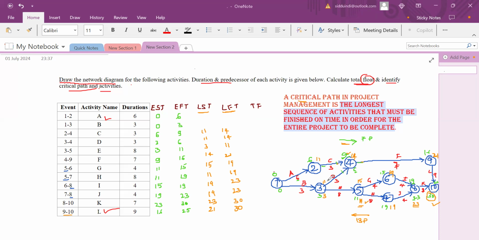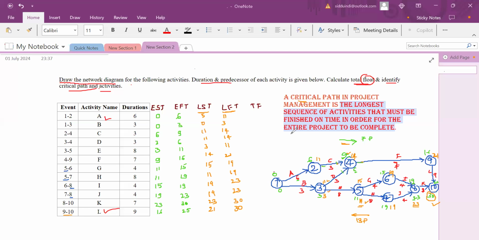Next one is 1 to 3. Among these two, 11 and 3, we have to consider the minimum one, that is 3. Latest finish is 3, and 3 minus 3 is 0. The first one is 11, latest finish, and minus 6 it is 5.